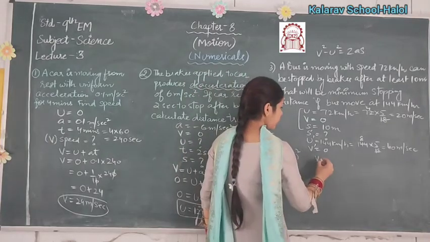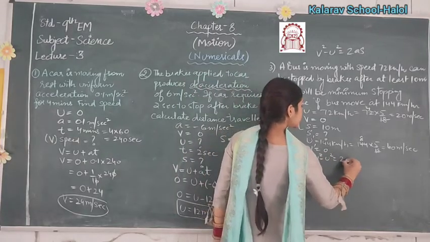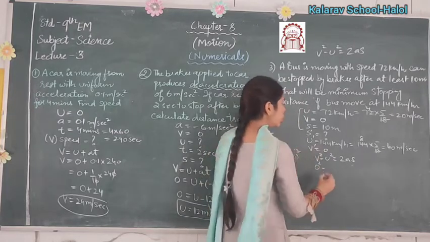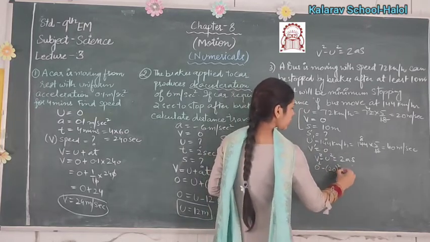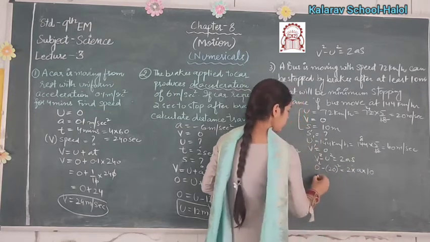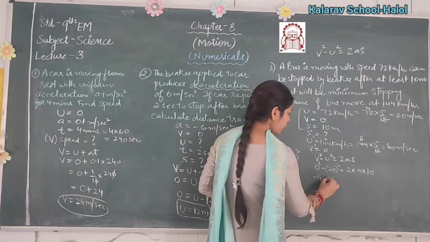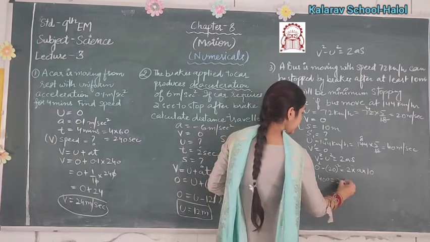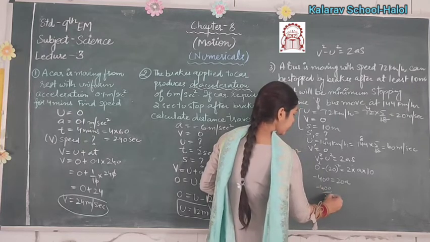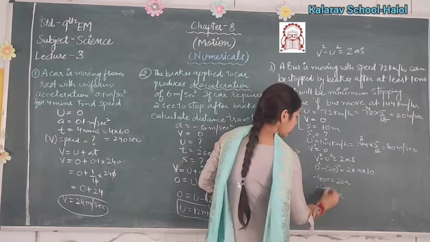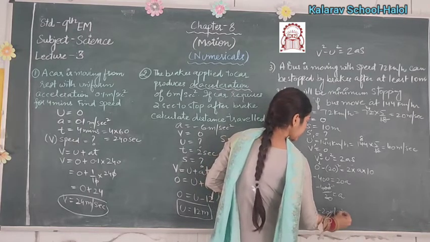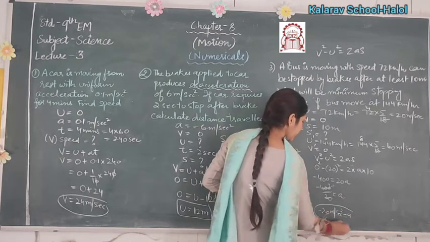So from these three, we will calculate the a. So that is v square minus u square is 2as. What is v? 0. What is u? 20. 2a. What is s? That is 10. So it is minus 400 by 20. It is minus 20 meter per second square is a.